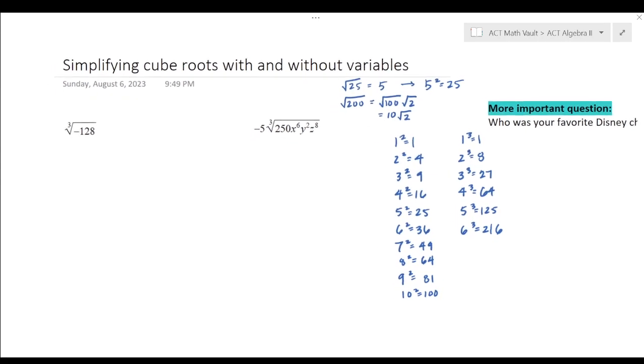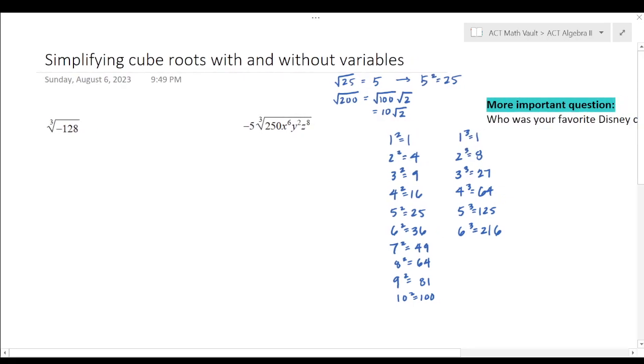Okay, first of all, we have the numbers 128 and 250. Just like in the square root example, where I needed to take out the biggest perfect square, for these we need to take out the biggest perfect cubes possible. We also have variables in the second one, so I'm going to write out a few things.